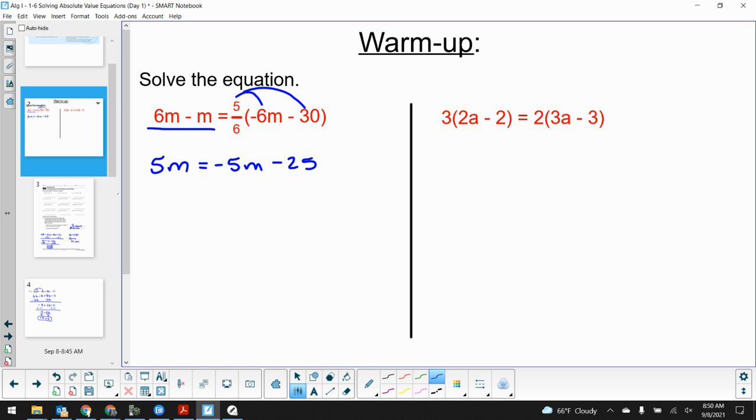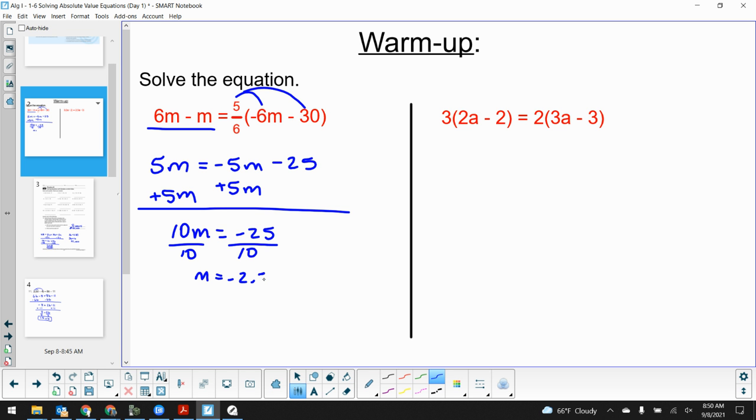You might be tempted to say that this is like the alarm bells going off. But is it going to come out to be a special case? No, because one's positive 5 and one's negative 5. So I add the 5m to both sides, and I get a 10m. And then I divide by that 10, so m is negative 2.5. That's my solution. Not a no solution, not all real numbers. Negative 2.5. It has a solution.